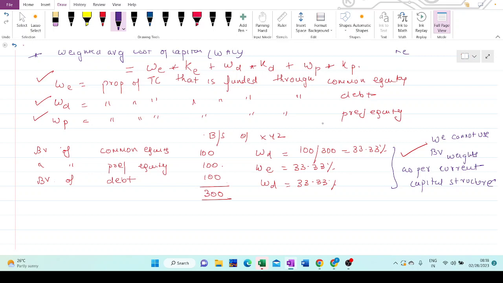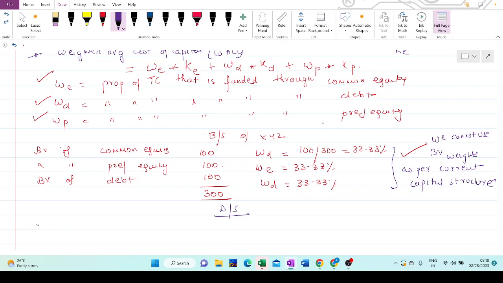Now say this company XYZ is going to do a new project for which it requires additional capital of 100 million. So it plans to raise the entire 100 million by issuing debt, no common equity, no pref equity, right? So post issuance of the debt, the capital structure of the company would look something like this.